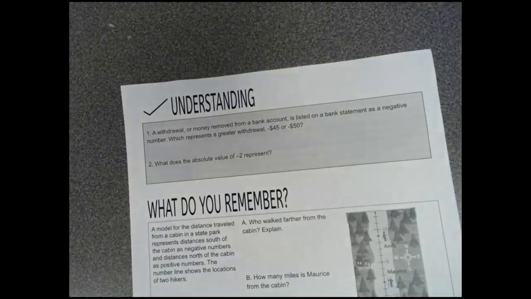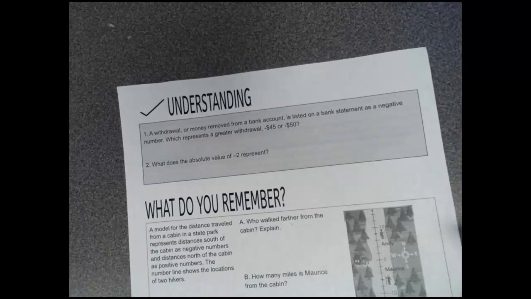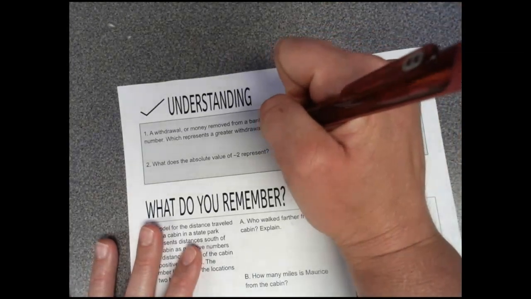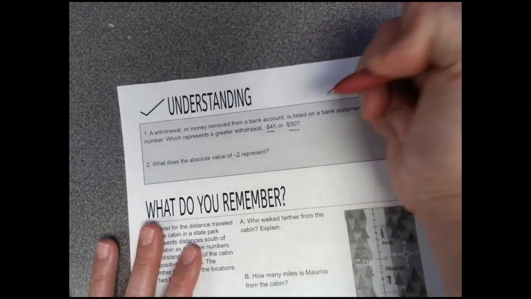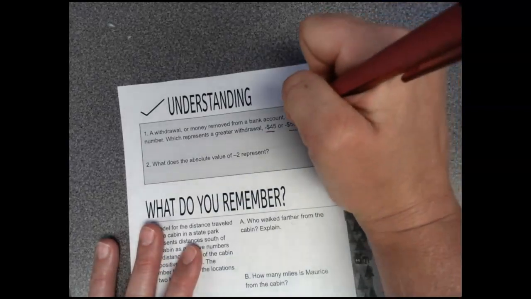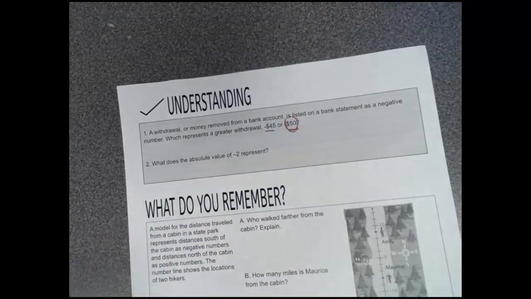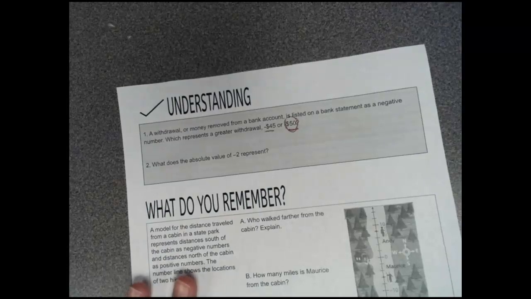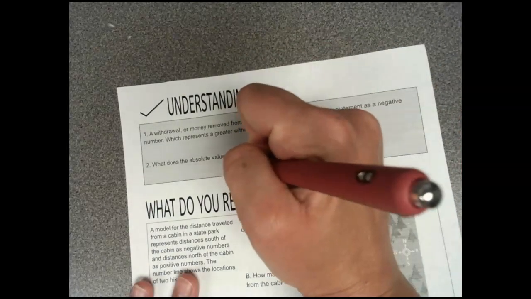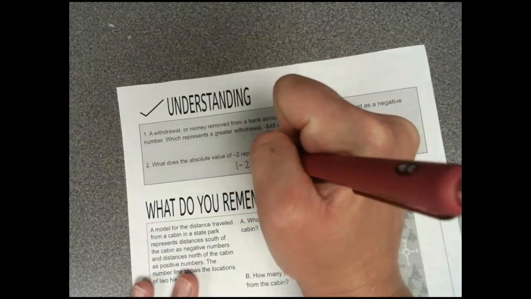So, check understanding. A withdrawal, or money removed from a bank account, is listed on a bank statement as the negative number, which represents a greater withdrawal. If I got $45 taken out or $50 taken out, it would be negative $50. Negative 50 is a greater withdrawal because I'm taking more money out. What does the absolute value of negative 2 represent? So the absolute value of negative 2 equals 2.